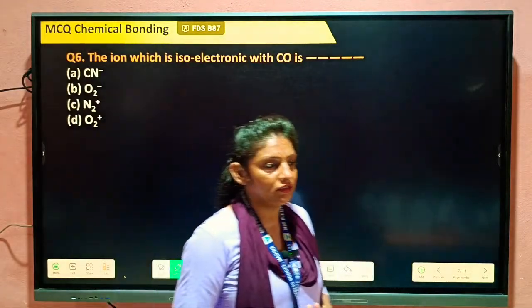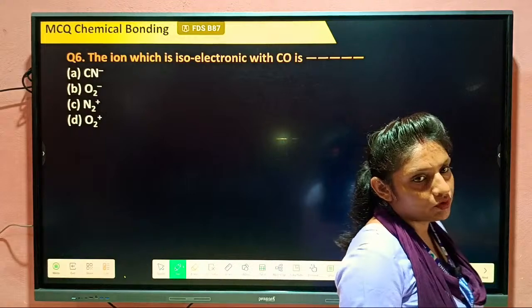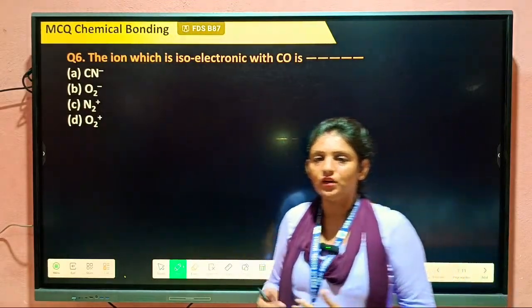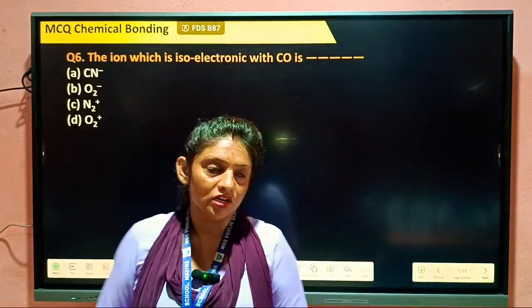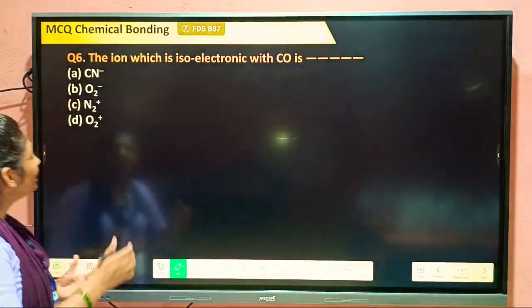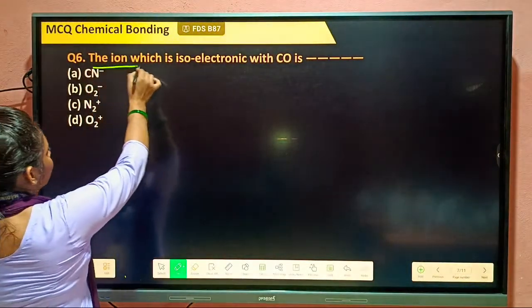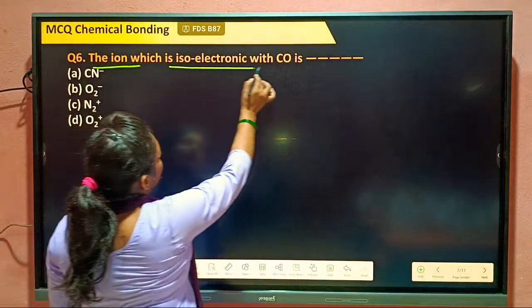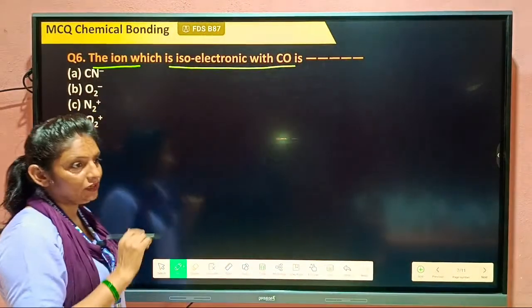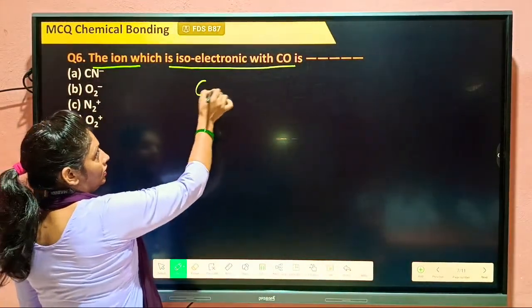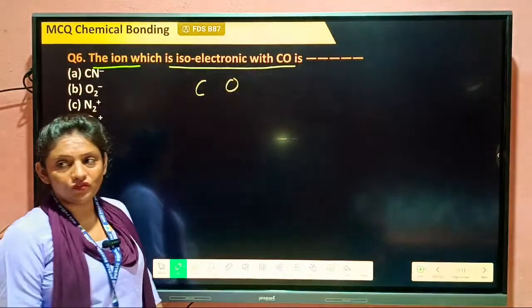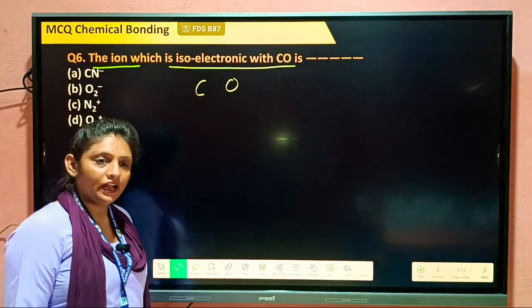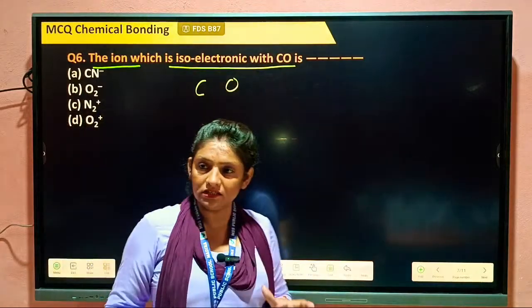We have done 5 questions of chemical bonding, and today we will do the remaining questions. Our next question is: the ion which is isoelectronic with CO. First of all, we will see how many electrons are present in CO.